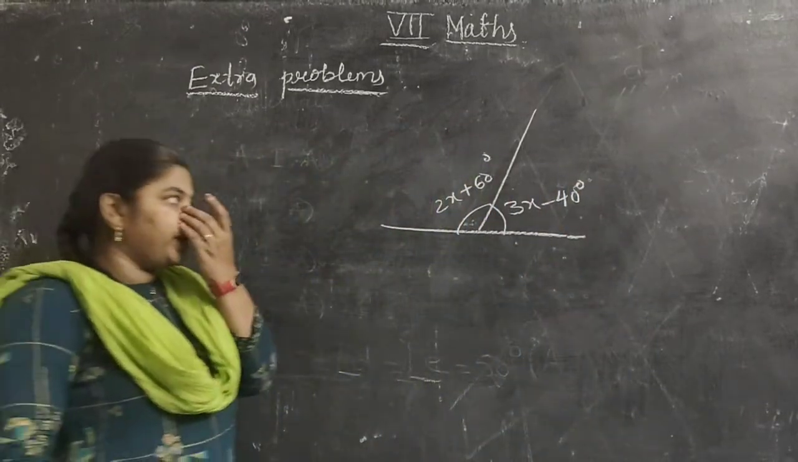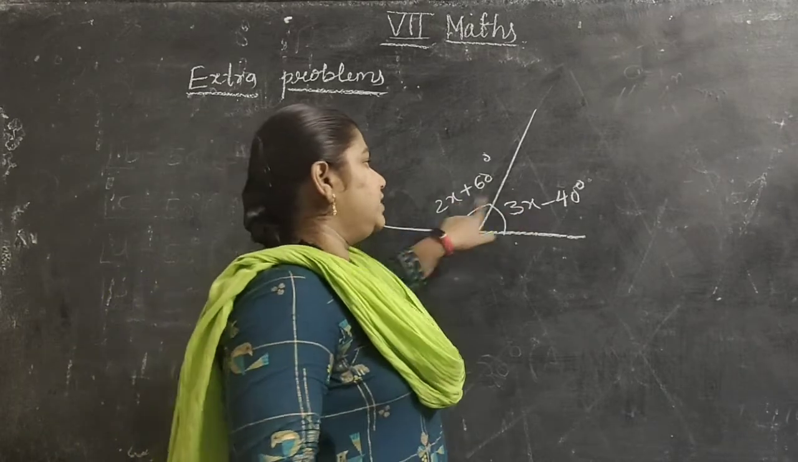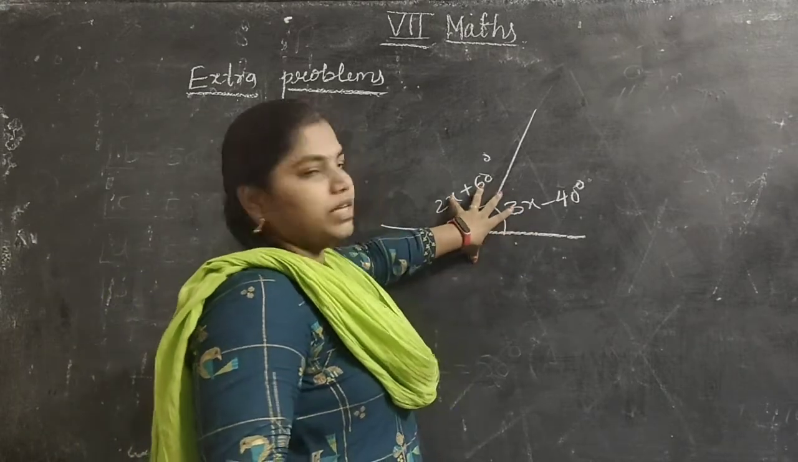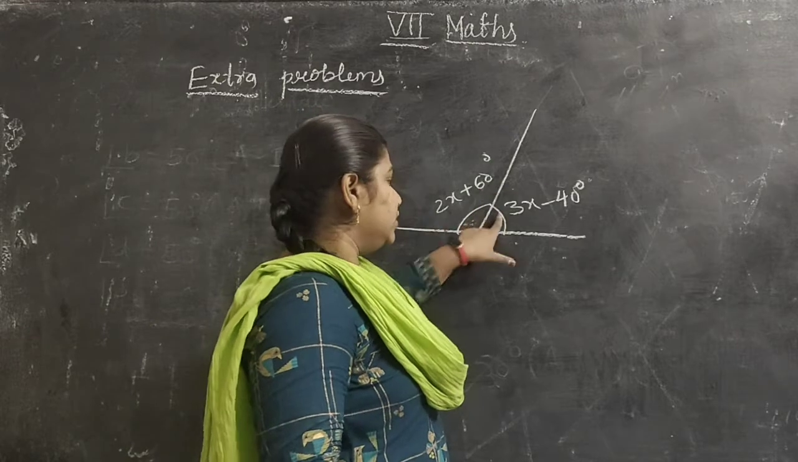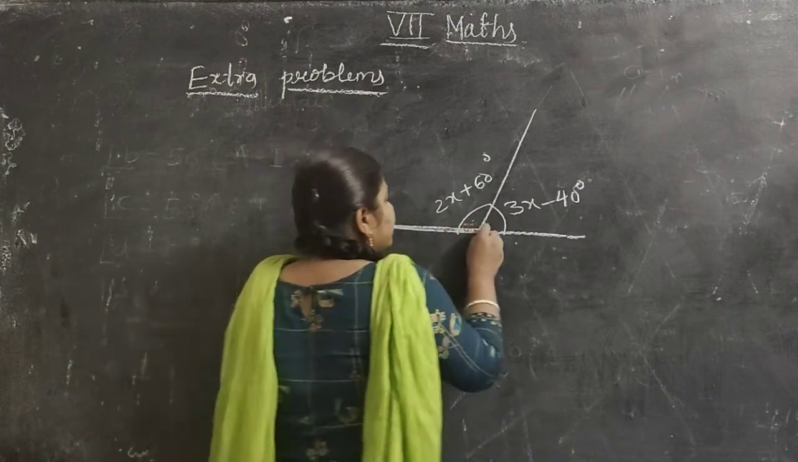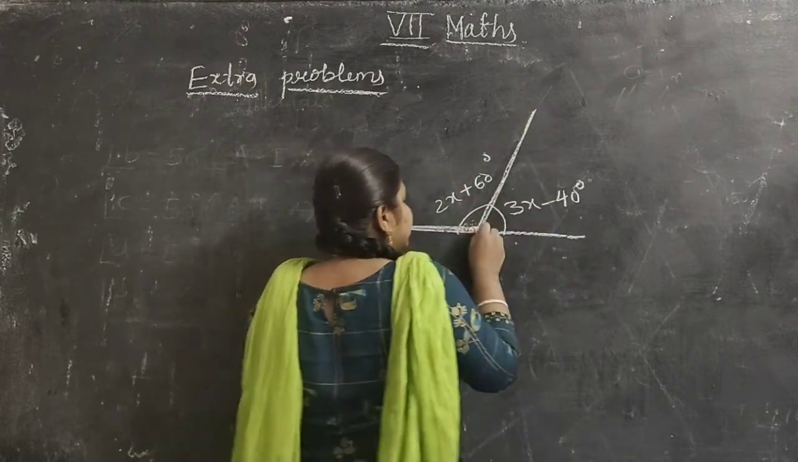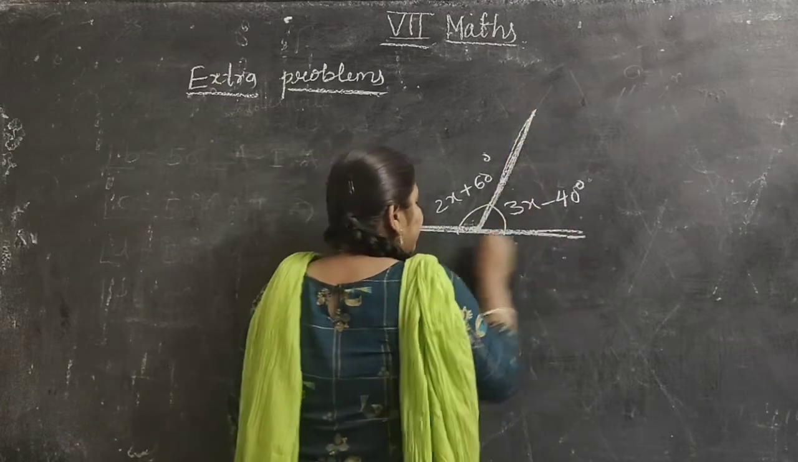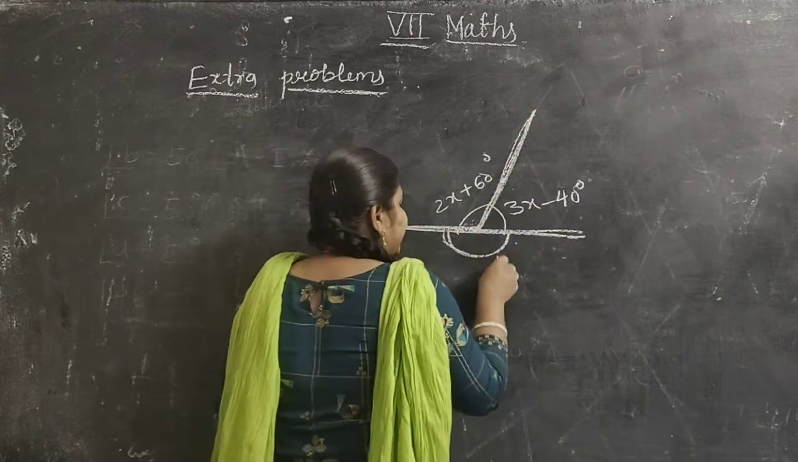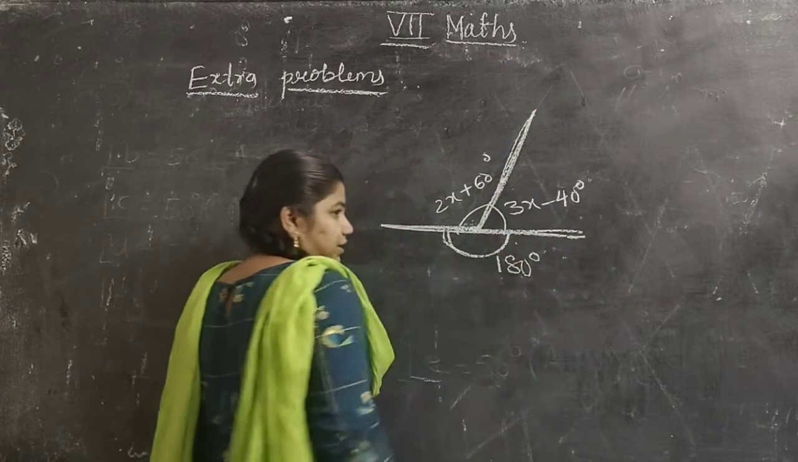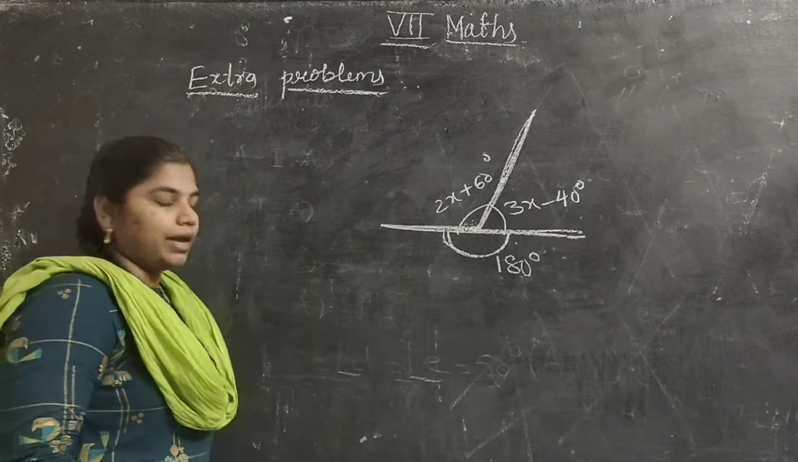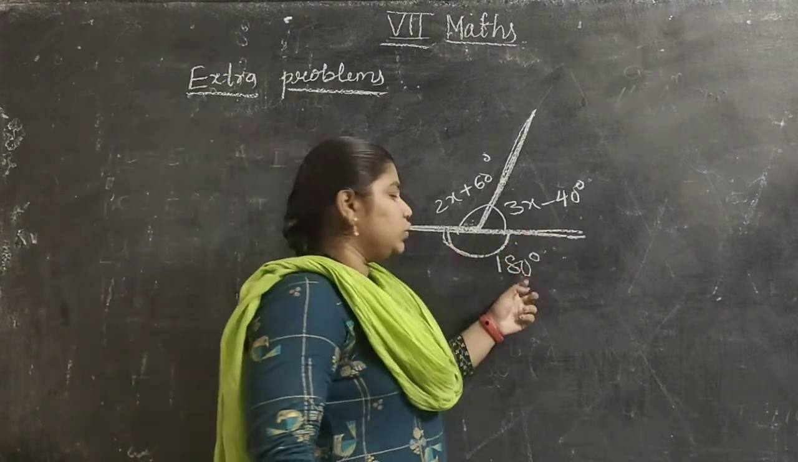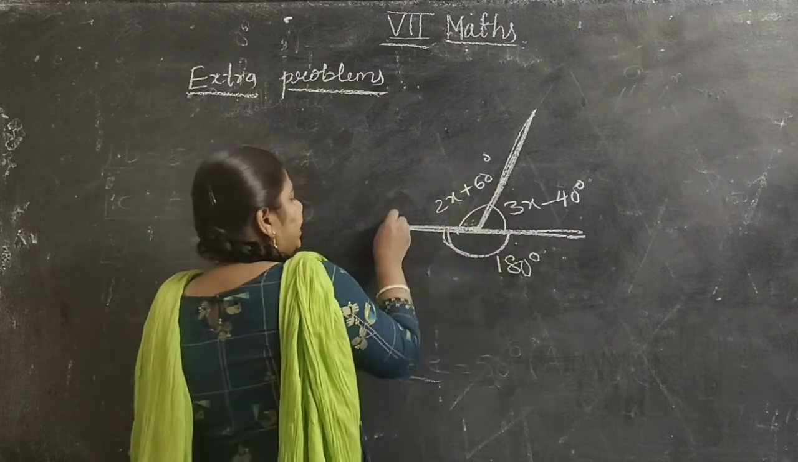What do we have to find? We have to find the x value. These angles are adjacent to each other, and if you add this angle and this angle, it forms one linear pair that is equal to 180 degrees. A linear pair is nothing but a straight line. So a straight angle is equal to 180 degrees. So I am taking the names here.